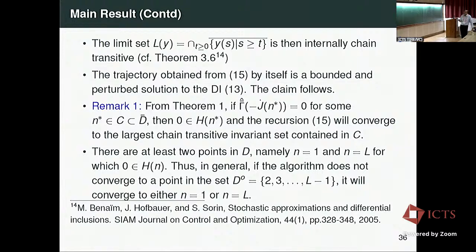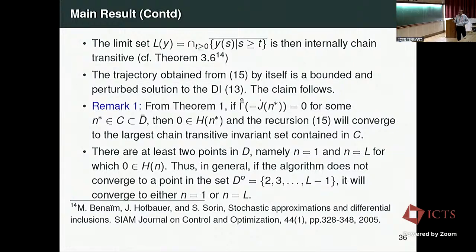One important, interesting thing is that if we look at the projection of this minus J dot(n*), the gamma-bar-hat of this quantity, being 0 for some n*, then 0 will belong to h(n*), and the recursion will converge to the largest chain transitive invariant set that is contained inside C.